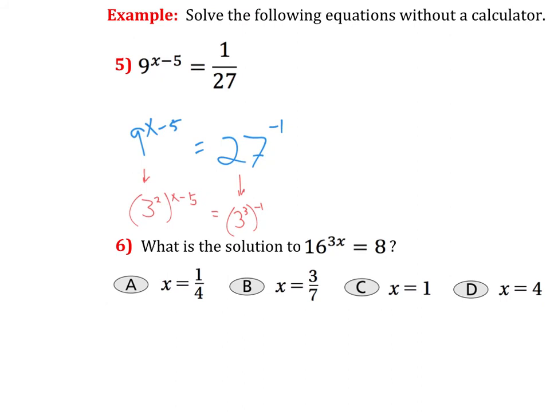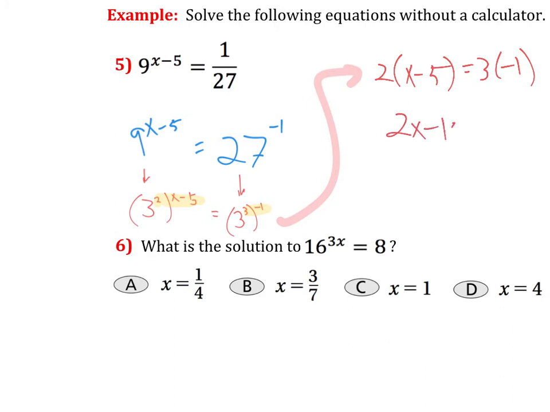So this one's a little extra challenging, right? Because we had to not only change the bases to have 3's, but also take into account that 1 over 27 is really 27 to the negative first power. So we have to really be on top of our exponent properties as well. Well, once we have that, bases are the same, therefore exponents must be the same. So 2 times x minus 5 has to equal 3 times negative 1. So 2x minus 10 equals negative 3. 2x equals 7. x is 7 halves.